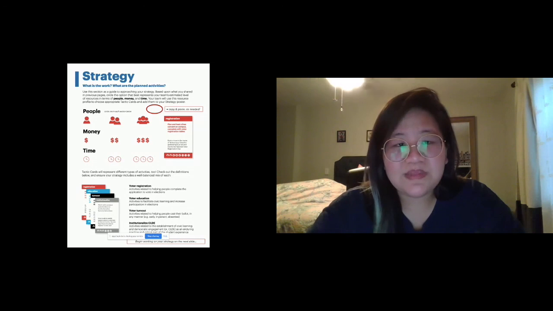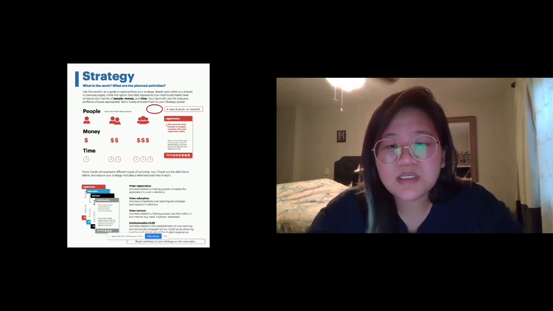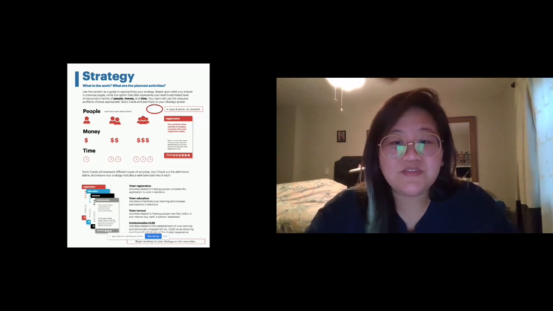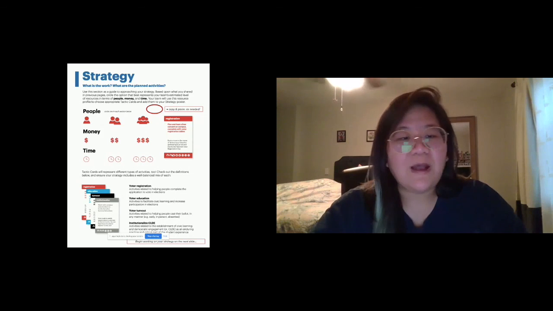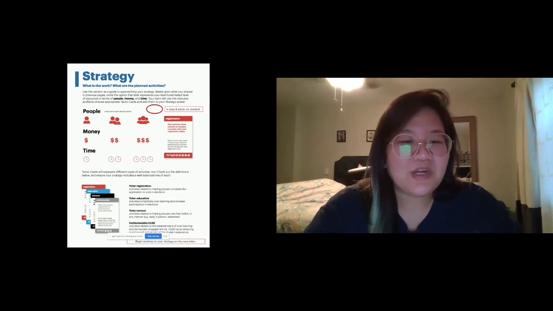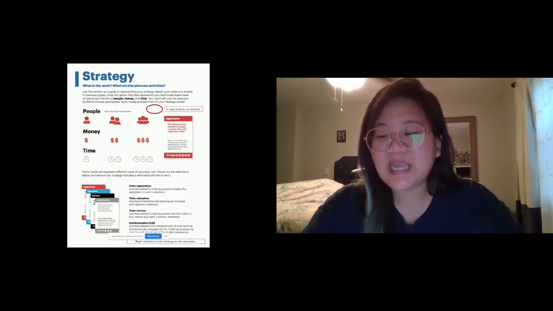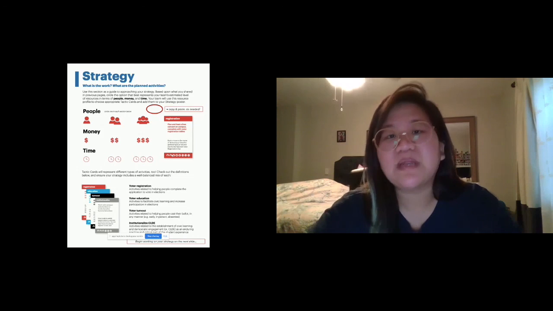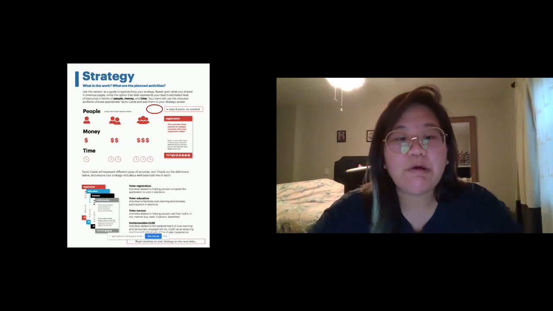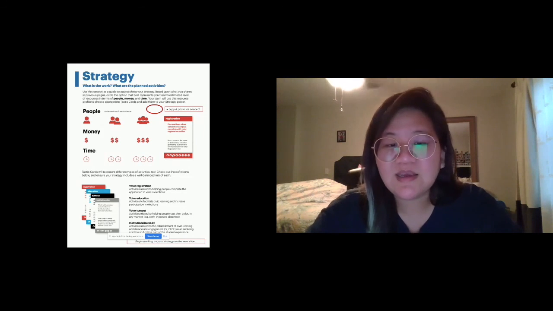So first, some things to think about when you're looking at the poster is that you're going to see a bunch of these tactic cards that you'll be copying and pasting onto the poster. You'll see there's little icons at the bottom. And so the three kinds of resources are people, time, and money. And each of the tactic cards will explain how much people power, money power, and time will be required to do a particular tactic.